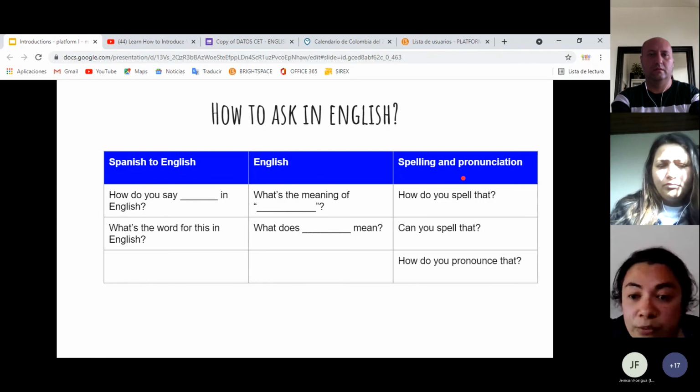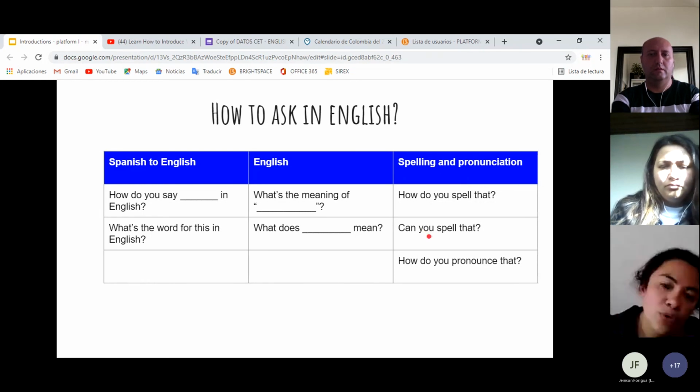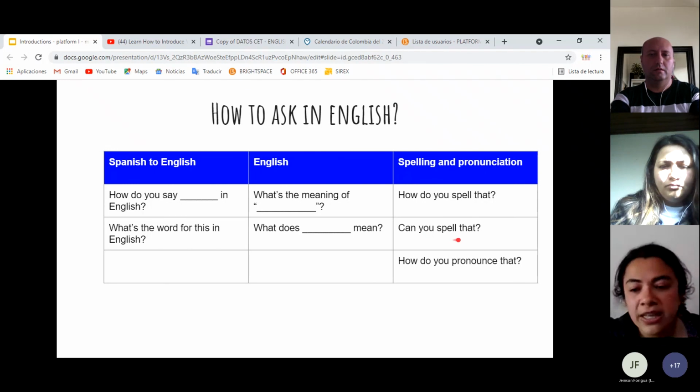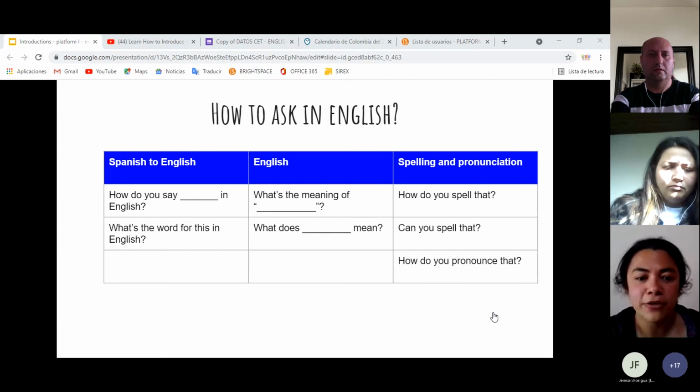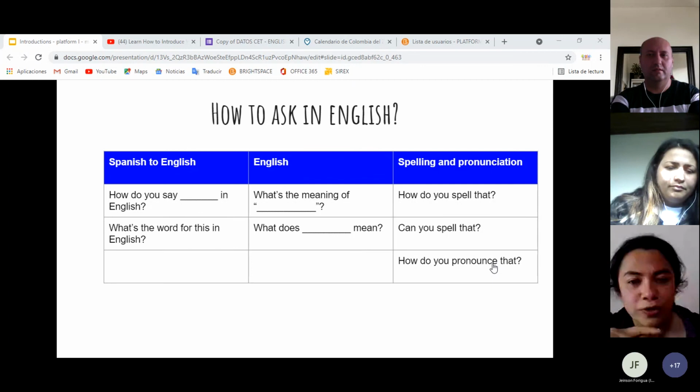So remember, for the spelling, we say, how do you spell that? Or can you spell that? For example, can you spell microphone, guys? Can you spell microphone? Any volunteer to spell microphone? How do you spell microphone? Clara, you would like to do it? Are you raising your hand for that, or that was for the previous activity?